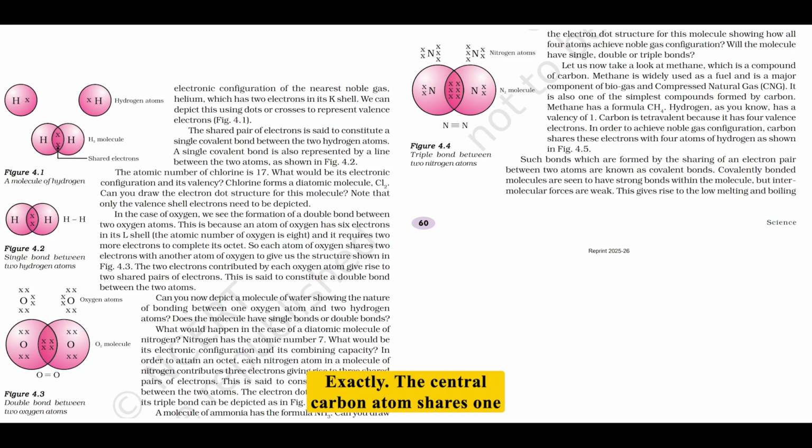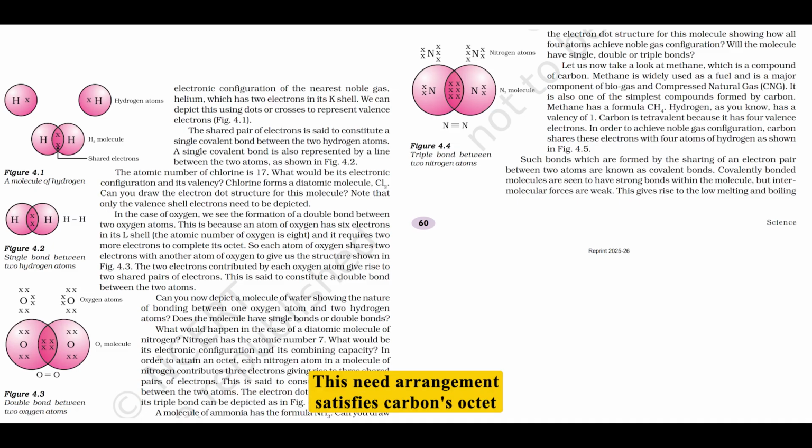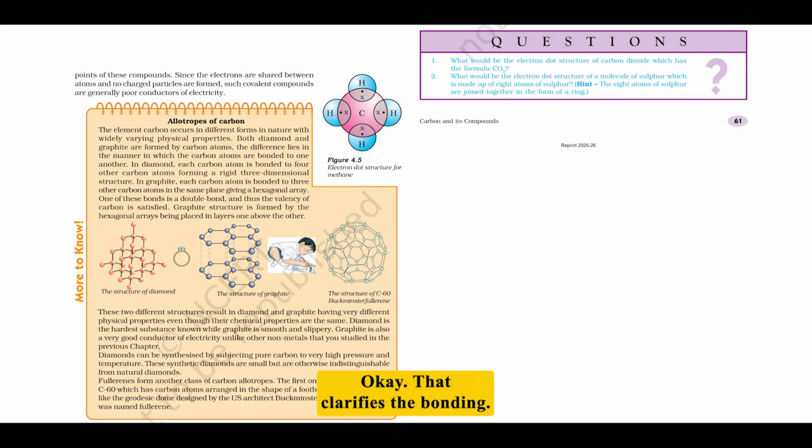Exactly. The central carbon atom shares 1 of its valence electrons with each of the 4 hydrogen atoms. And each hydrogen shares its single electron back with carbon. So 4 separate single bonds, C-H bonds. Yes, 4 single covalent bonds are formed. This neat arrangement satisfies carbon's octet, sharing in 4 pairs, total 8 electrons, and each hydrogen's duplet, each sharing 1 pair, total 2 electrons. A very stable molecule. Okay, that clarifies the bonding.